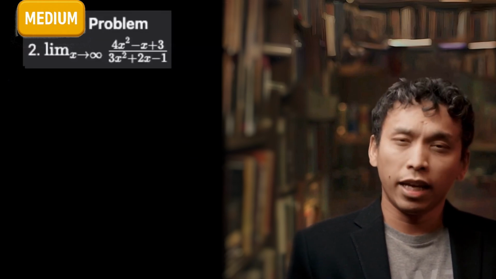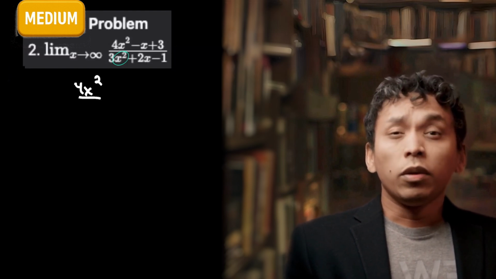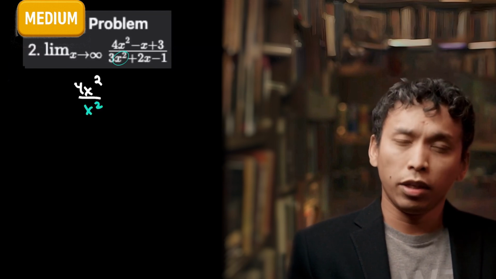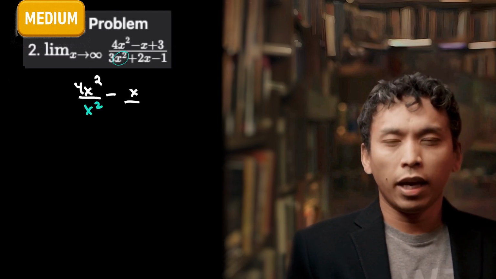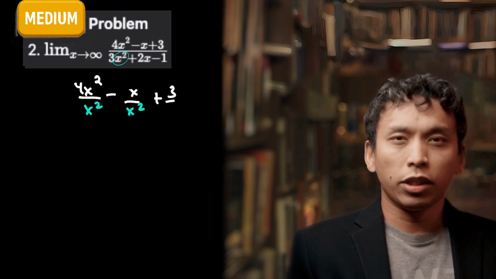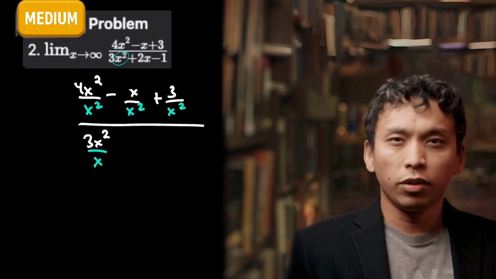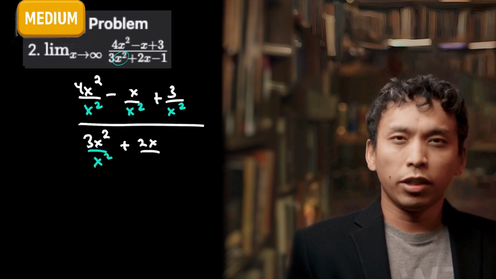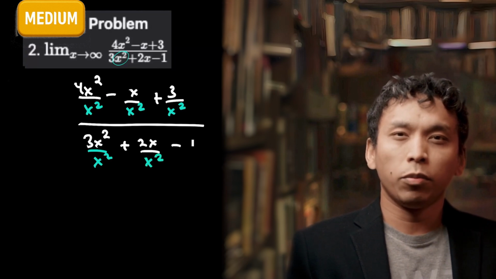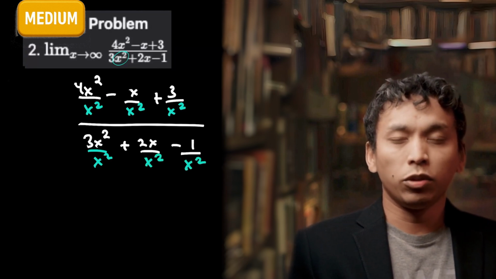For this limit to infinity problem, we do the same thing. We search the whole entire problem and find the highest power. We see that the highest power is 2. And now we rewrite the problem, but we divide every term by that highest power. So it's 4x squared divided by x squared minus x divided by x squared plus 3 divided by x squared, all over 3x squared divided by x squared plus 2x divided by x squared minus 1 divided by x squared.